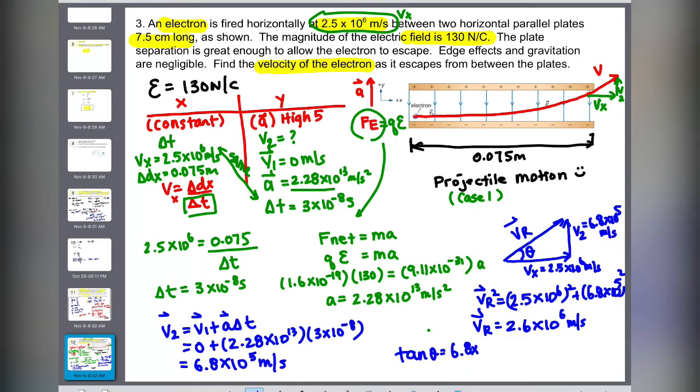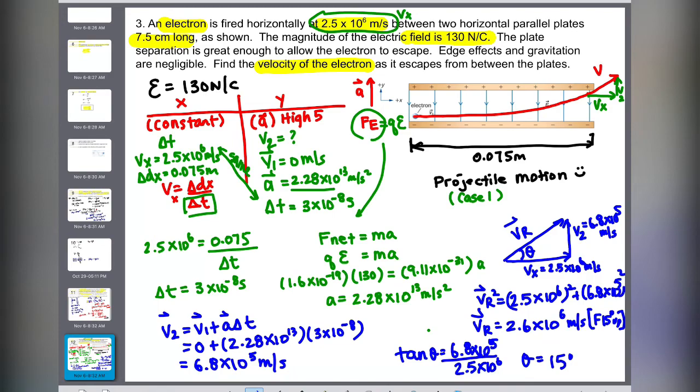Tan of theta is 6.8 times 10 to the 5 divided by 2.5 times 10 to the 6. Angle theta is second tangent of 6.8 E5 divided by 2.5 E6. So I got the angle to be 15 degrees. So the direction is forward, 15 degrees up.